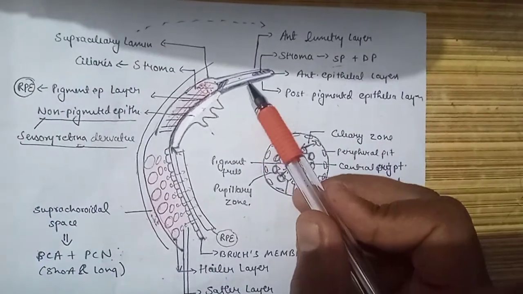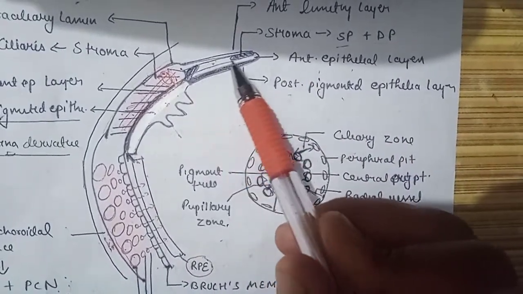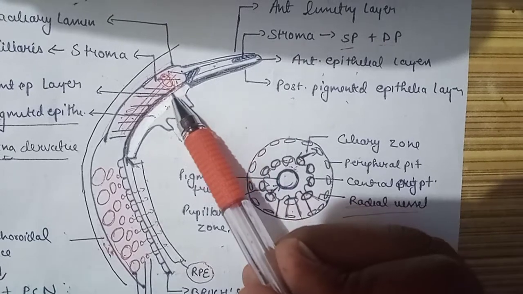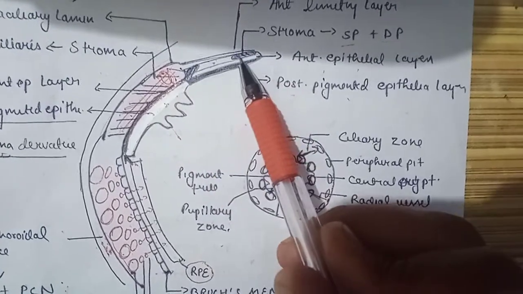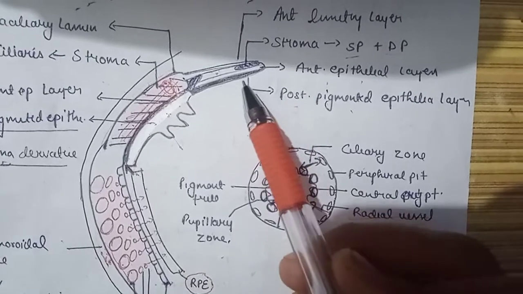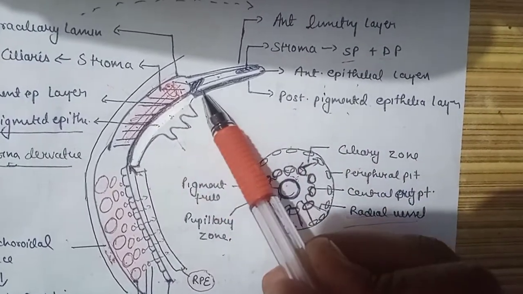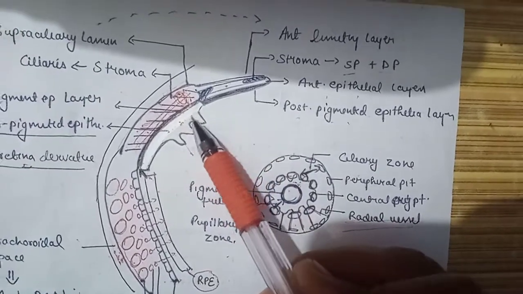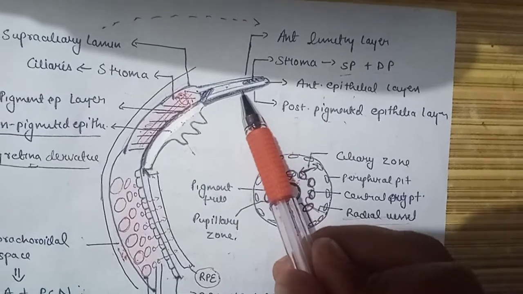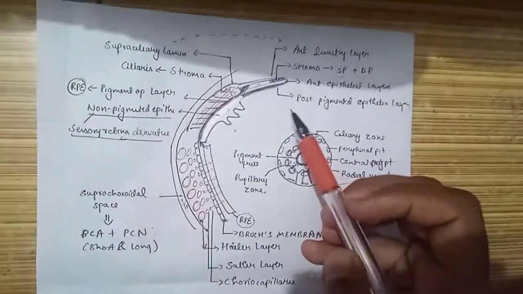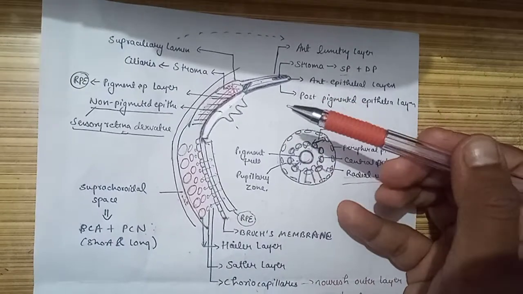The third layer is the anterior epithelial layer. Mind you, this anterior epithelial layer is the continuation of pigment epithelium. Meaning the pigment epithelium is forming the anterior epithelial layer, and the final layer is the posterior pigment epithelial layer, which is a derivative of non-pigment epithelium. Now this is to be remembered: a non-pigment epithelium is forming a pigment epithelium. So these are the layers of the iris.